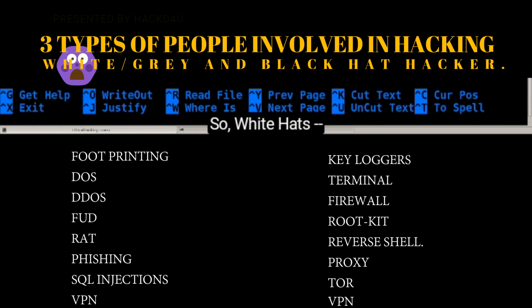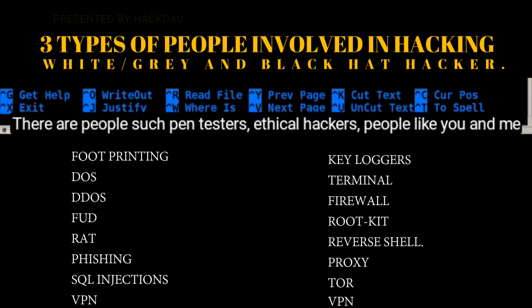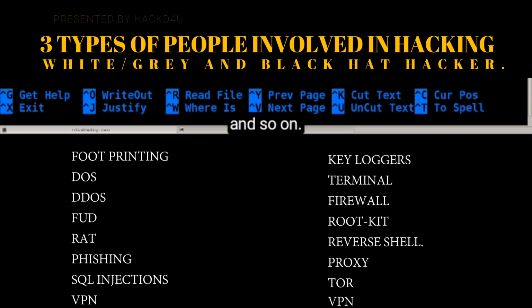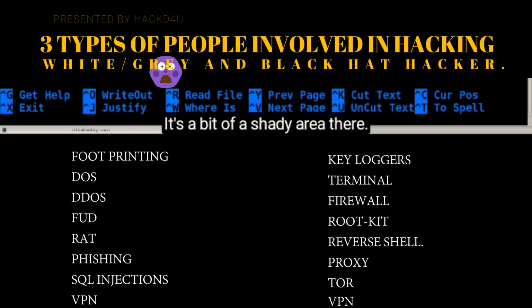So white hats. Those are people whose activities are within the confines of the law. There are people such as pen testers, ethical hackers, people like you and me, and so on. Then you have gray hat hackers whose activities are bordering between legal and illegal. It's a bit of a shady area there.